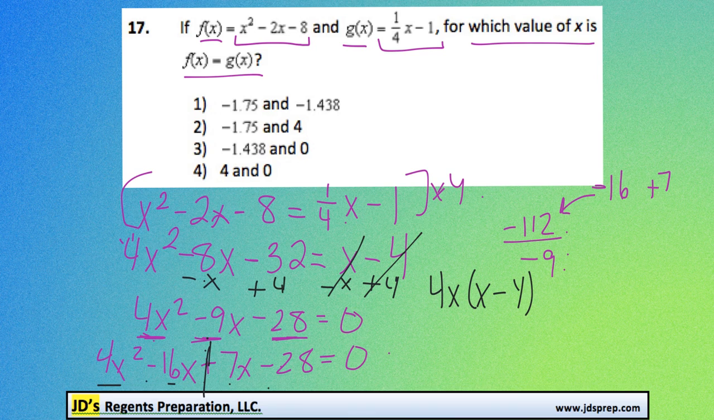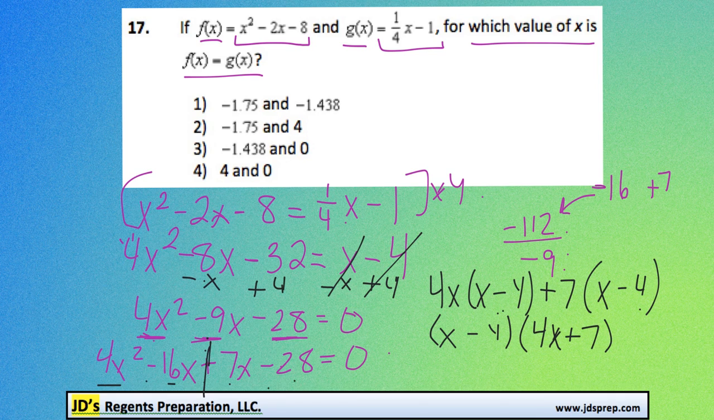And then between 7x and 28, we can factor out a 7. So we'll do plus 7 times x minus 4. And as we were hoping would happen, now we have a common factor here of x minus 4, so we can take out the x minus 4, and we'd be left with what's outside of the brackets, 4x plus 7.